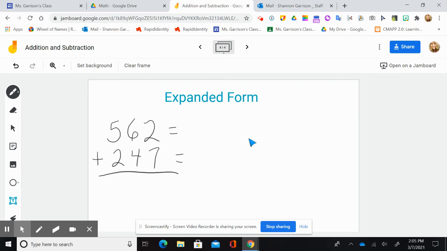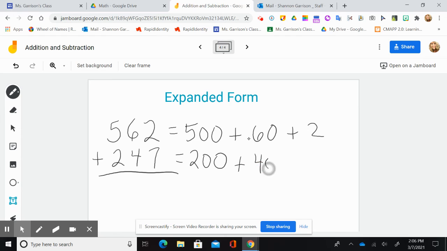I went ahead and put the little equal signs here because that's what you do in expanded form. We're just going to break it down, decompose the number into hundreds, tens, and ones. So 562 is 500 plus 60 plus 2. 247 is 200 plus 40 plus 7. I just extend the line all the way across, and I still add in the plus signs. And then we're going to go right to left again.